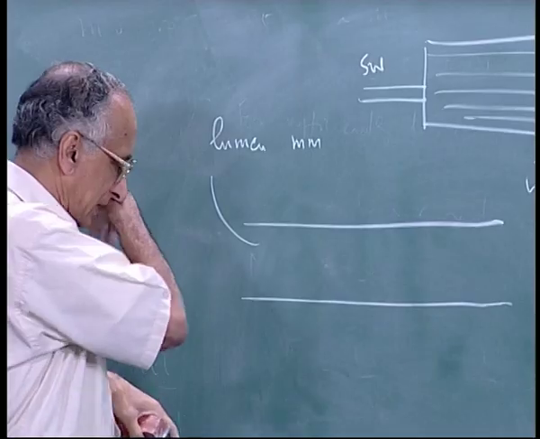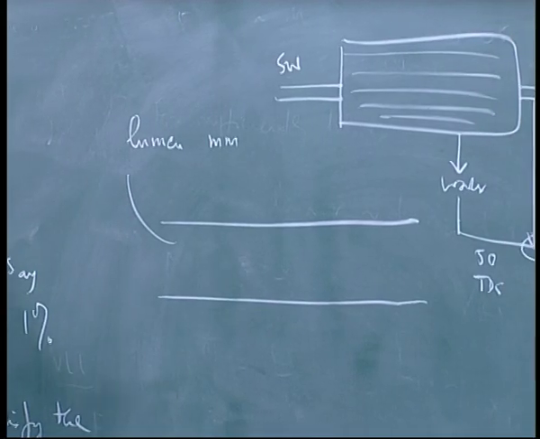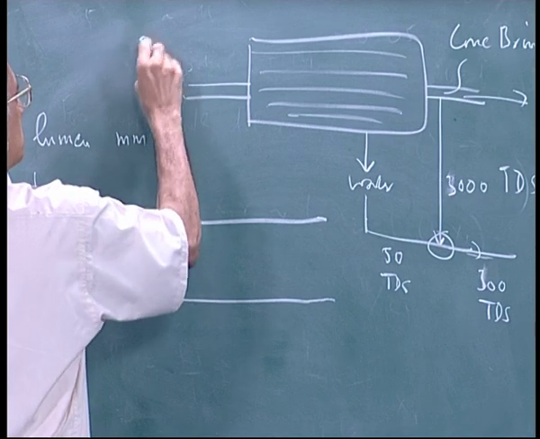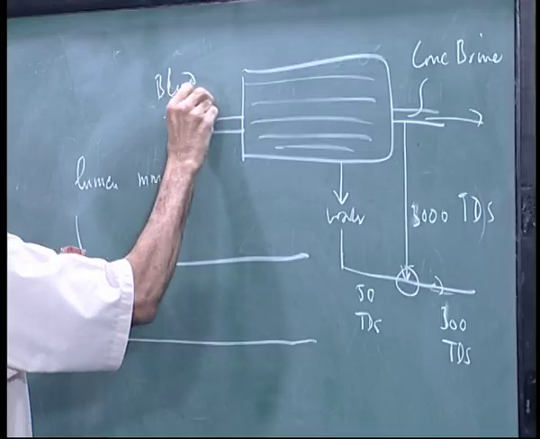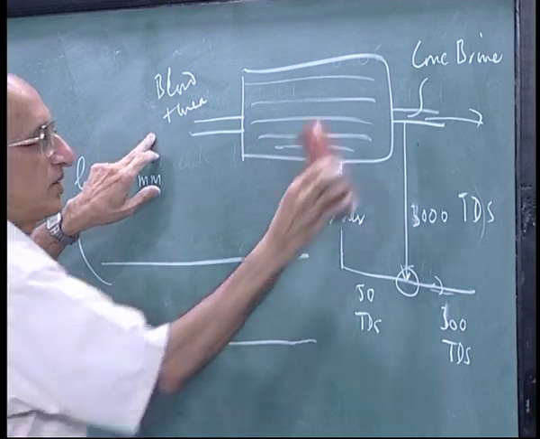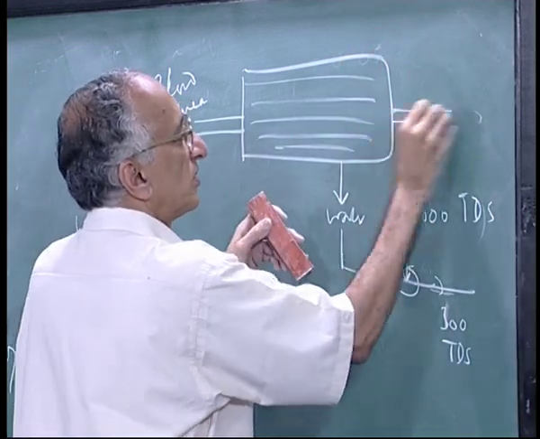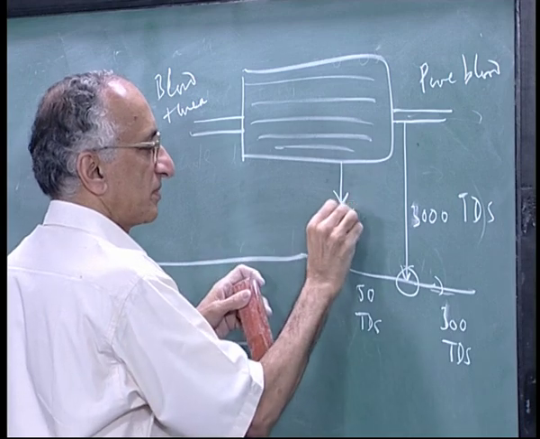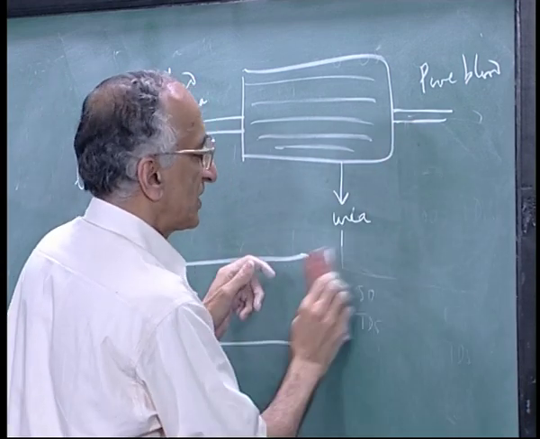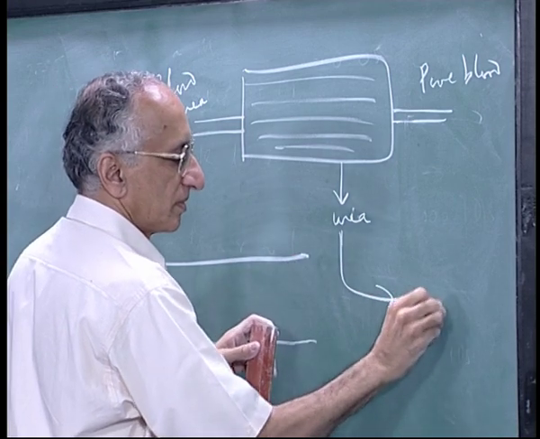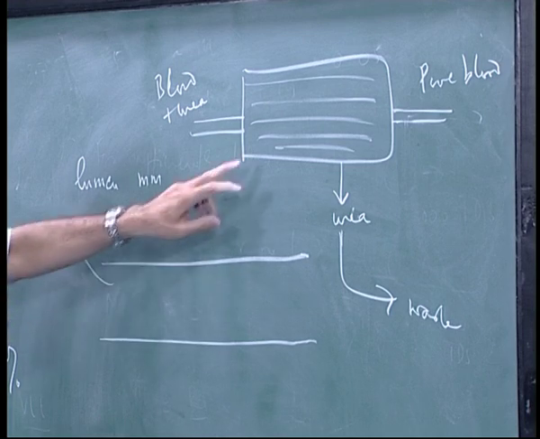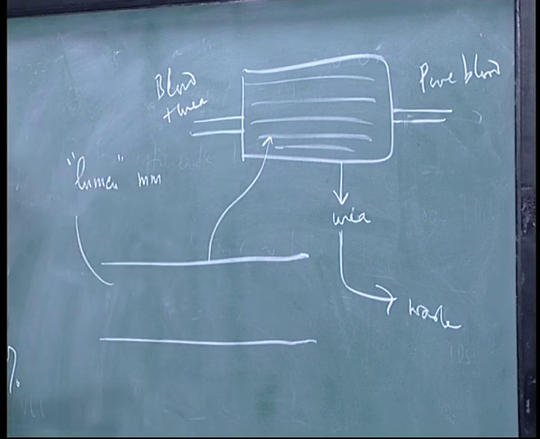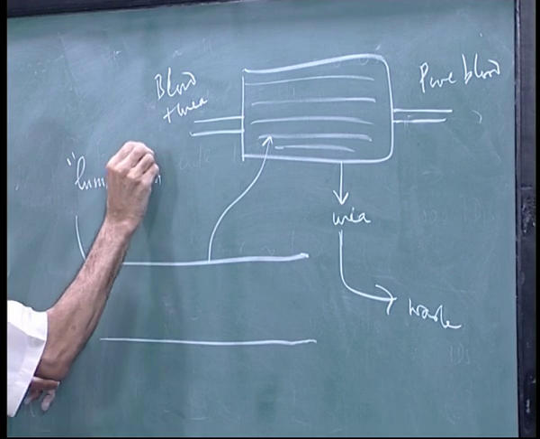This membrane, the same thing happens in the case of dialysis, the artificial kidney. In the artificial kidney, this is your blood plus urea, blood containing urea, here you get pure blood out, here you get urea out, which is a waste. In this case, you do not have this problem. These are the lumens inside. Each lumen looks like this, and each lumen is about 0.2 mm in diameter.